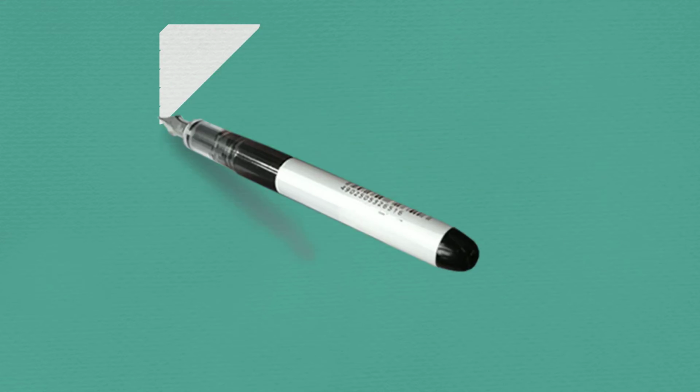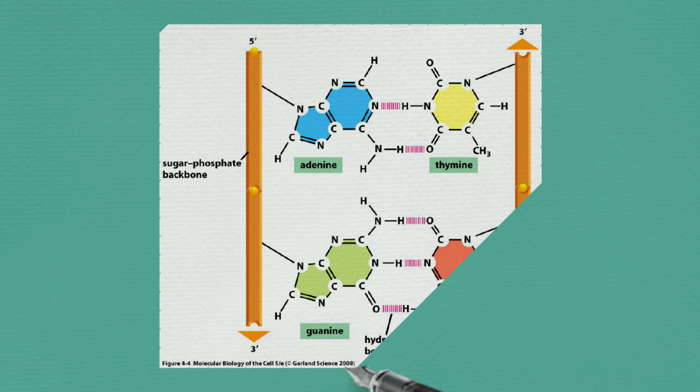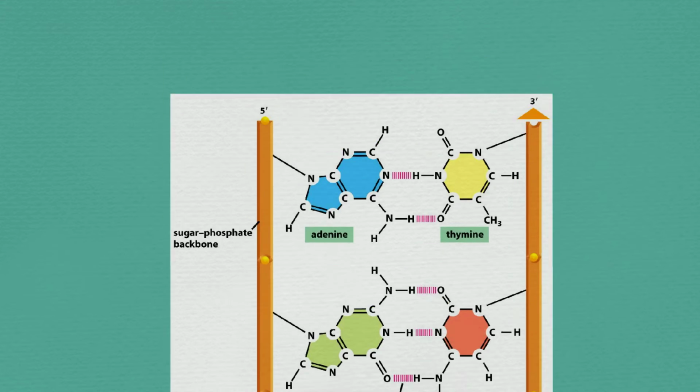So from this, Watson and Crick were able to deduce the double helical structure of the DNA. And the double strands were held together by hydrogen bonds, A being bonded to T with 2 hydrogen bonds, and G bonded to C with triple hydrogen bonds.